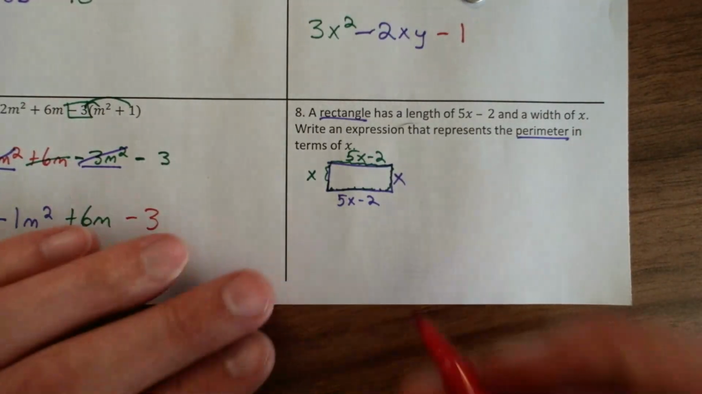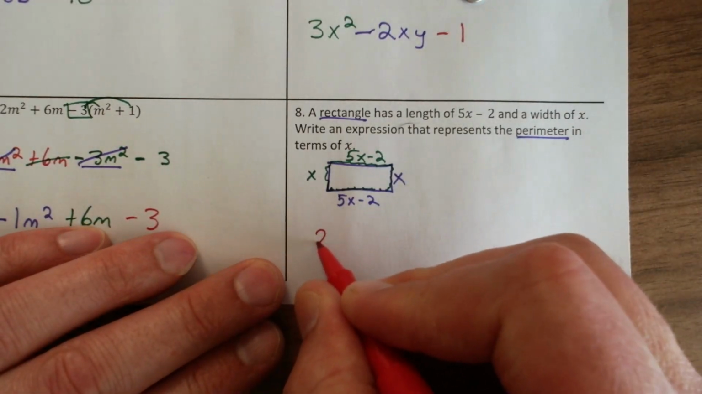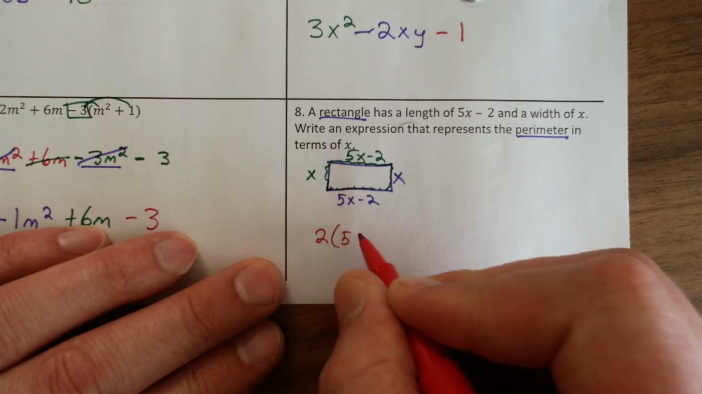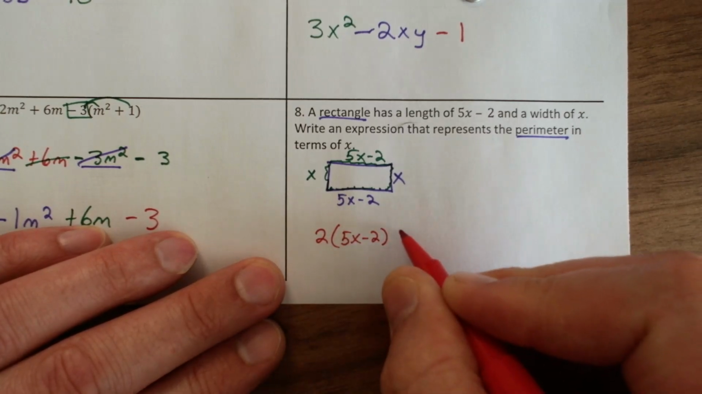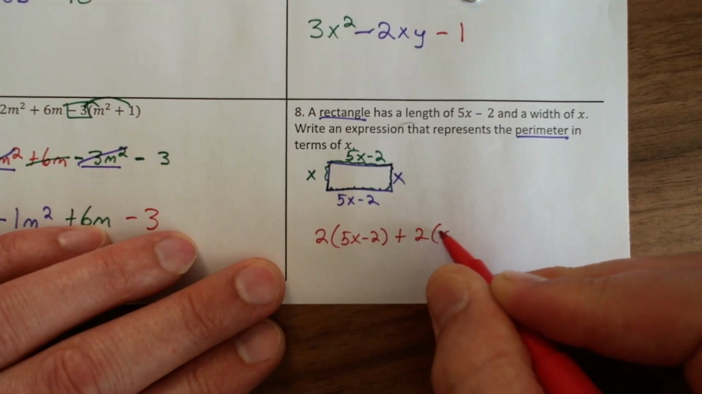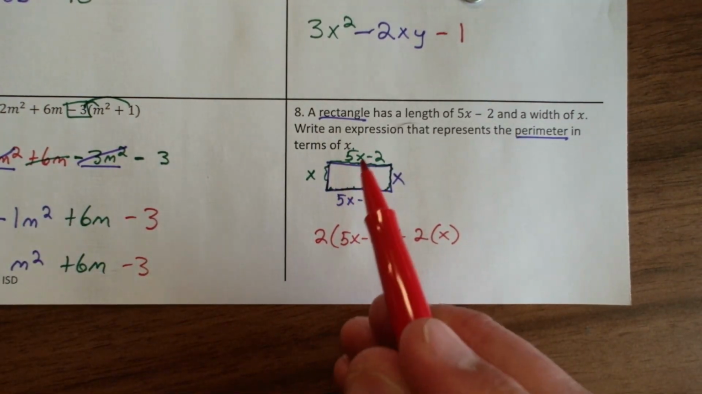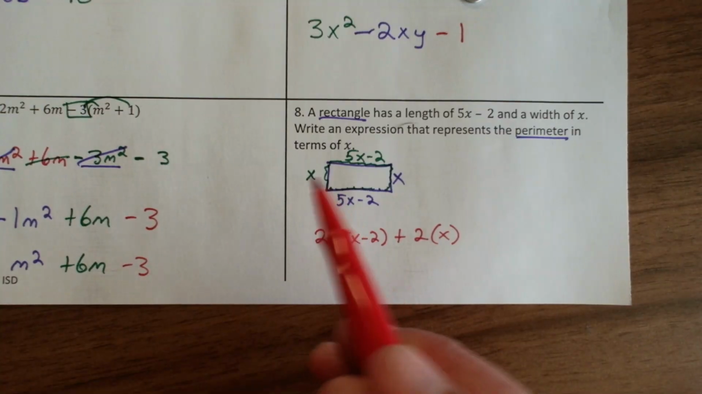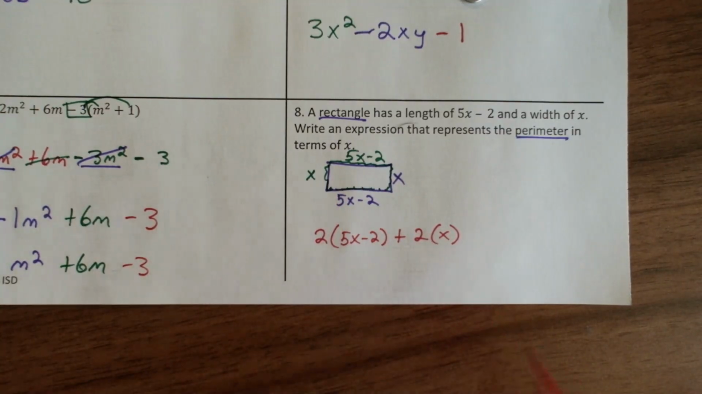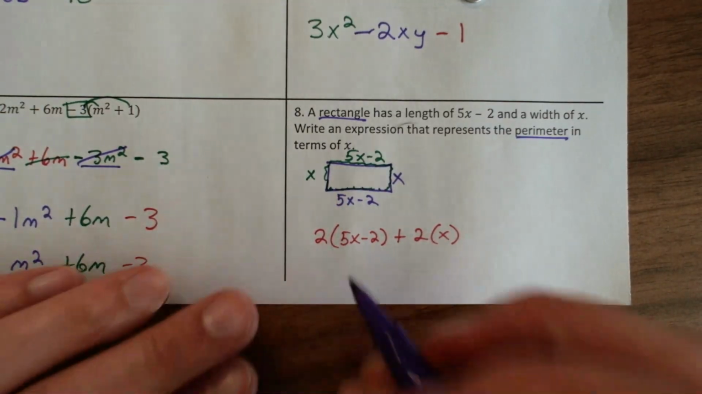So what I can do is say, okay, I have 2 5x minus 2 sides plus 2 sides that just have x. I'm going to add up all of these sides. I have 2 of these sides, so I'm going to multiply it by 2. I have 2 of these sides, so I'm going to multiply it by 2. Okay. Distribute.